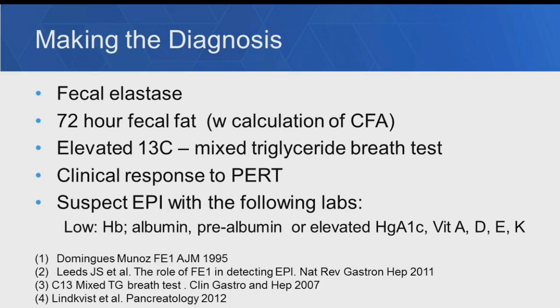Suspect also that the patient may have EPI if they have a little bit of symptoms, but you see that they have a low hemoglobin, low albumin, low prealbumin, if they have an elevated hemoglobin A1C, they may have some vitamin deficiency, just like we spoke, but it's rare that you'll see a patient just with the labs with symptoms and they don't have any other type of imaging study. So this is the pictorial part of the talk.